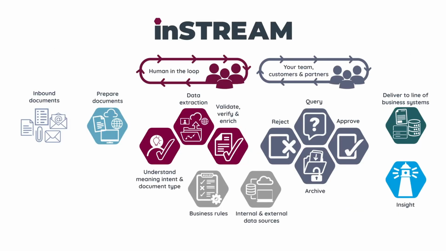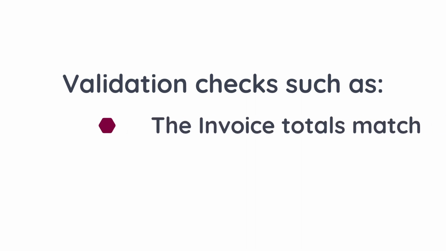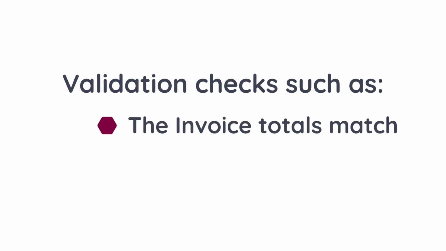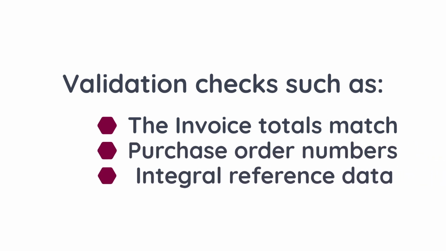Validation happens throughout the inSTREAM workflow. This could be checking the integrity of the uploaded files themselves, or checking all the relevant data points have been extracted. inSTREAM offers a suite of fully configurable validation rules to suit your business needs. These might be simple validation checks, such as ensuring the invoice totals match, through to more complicated lookups of purchase order numbers or other integral reference data.